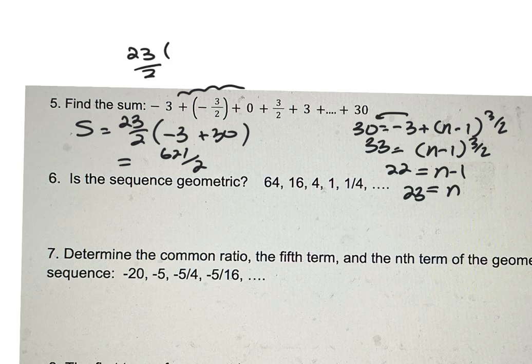I knew the parentheses was 27, so I just did 23 times 27 and put it over 2. Okay, number 6, now we're going to geometric, the part that I wasn't there for on Wednesday.